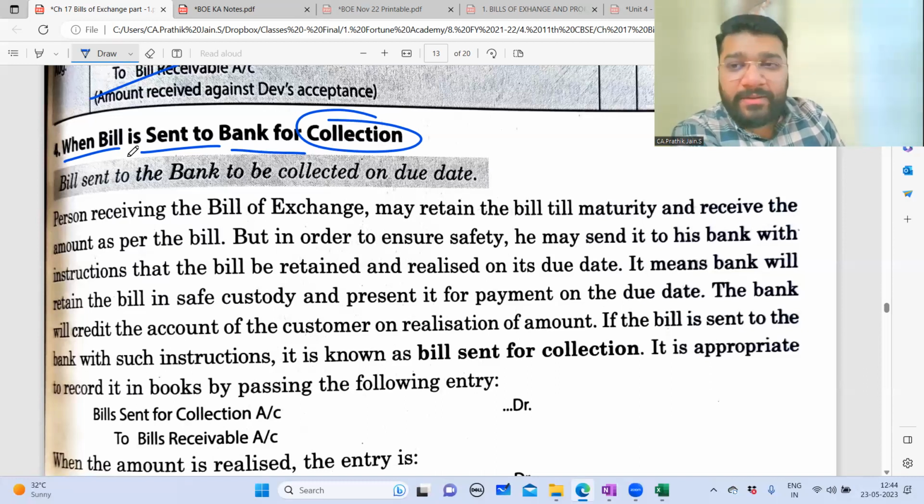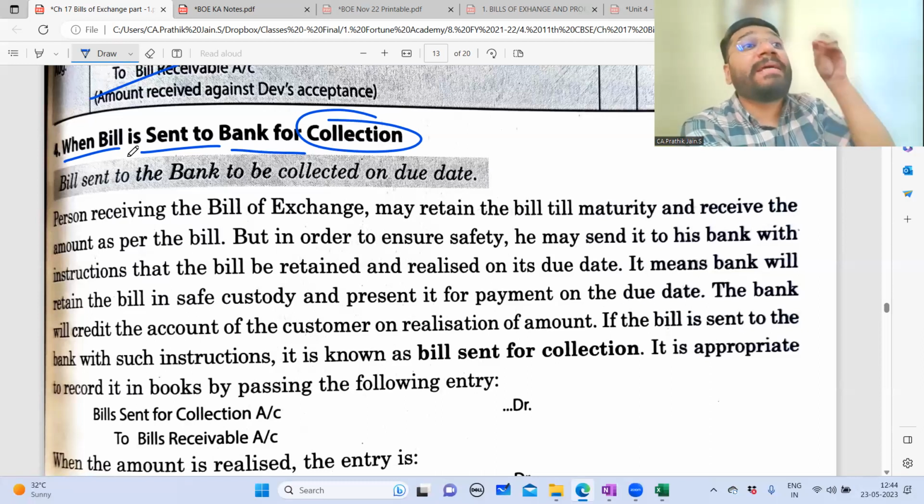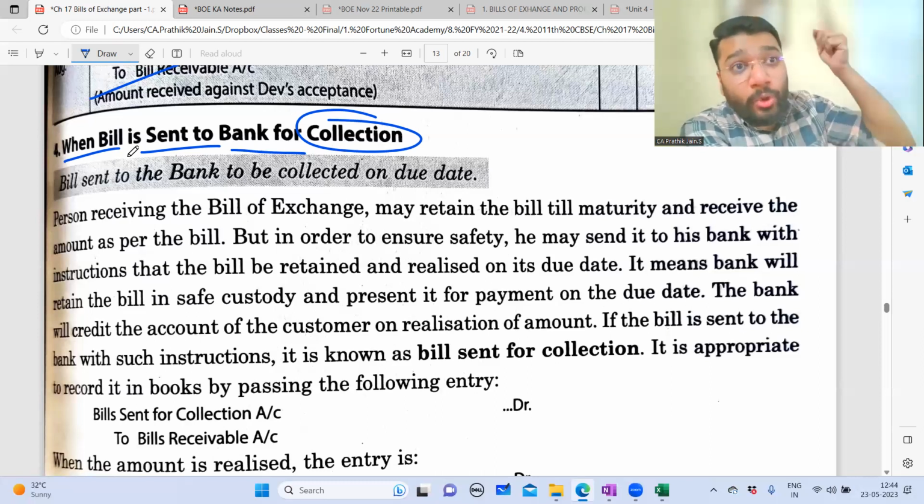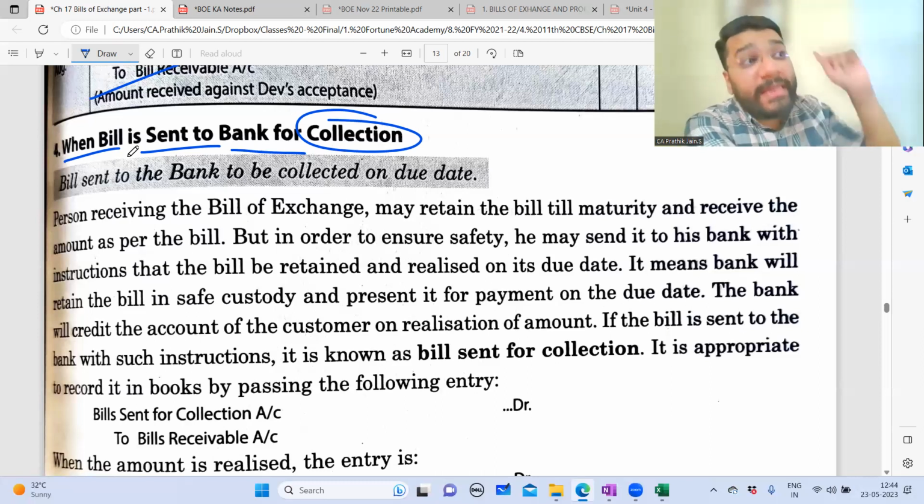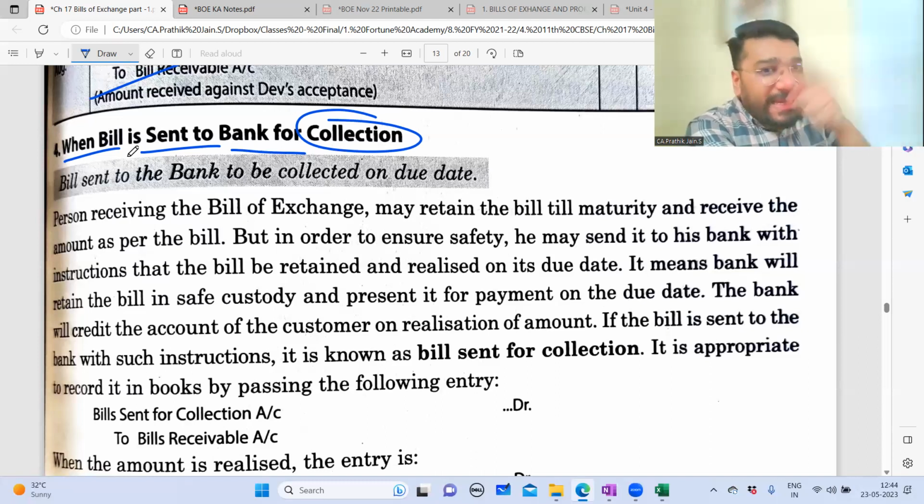Yes. Correct. So in the case of a bill being discounted with the bank, the banker is acting as a person who is lending us the money. So the role of the banker is that of a lender. Here, when the bill is sent to the bank for collection, the banker is not our lender. Here the banker is our agent who is doing the collection work on our behalf. Why?